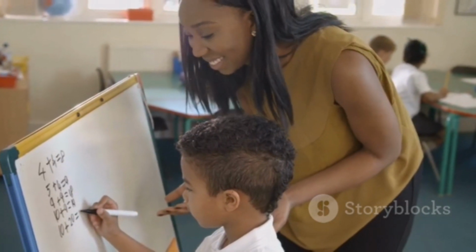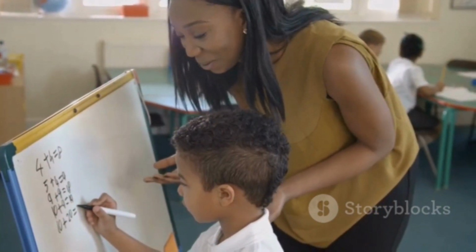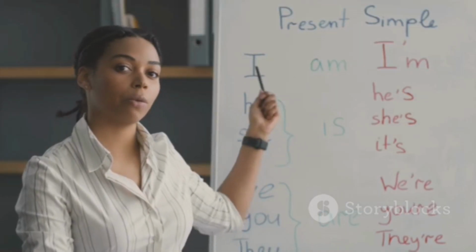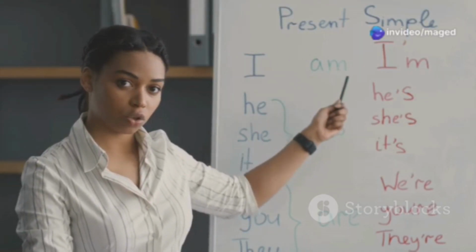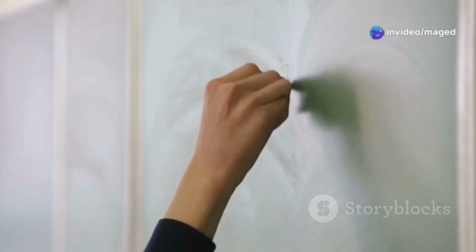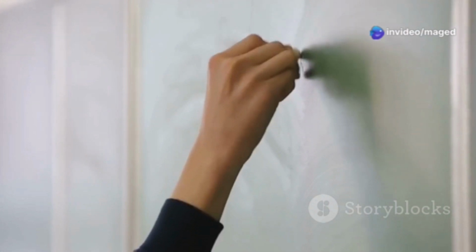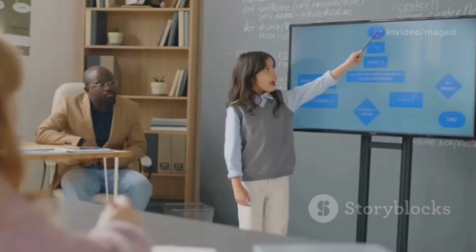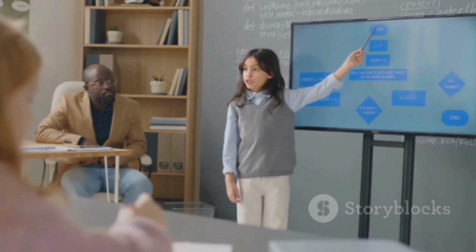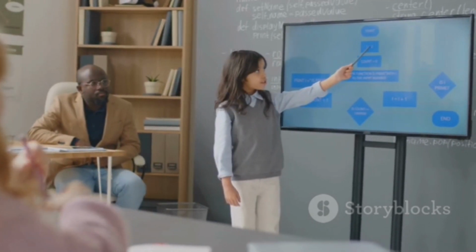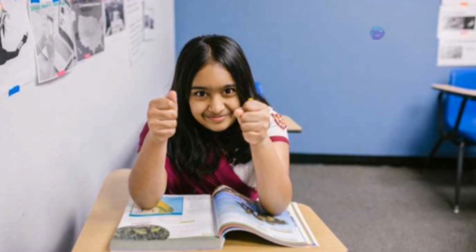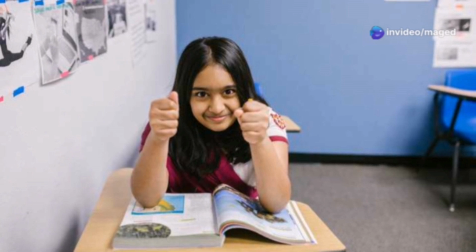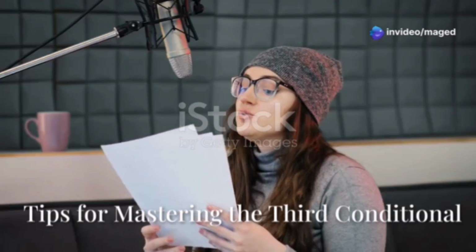Incorrect word order. The word order in the third conditional is important. Make sure the if clause comes first, followed by the main clause. Confusing "would have" and "could have." Remember the difference in meaning between these two modal verbs. "Would have" suggests a more certain outcome, while "could have" suggests possibility. By being aware of these common errors, you can avoid them and use the third conditional correctly and confidently.